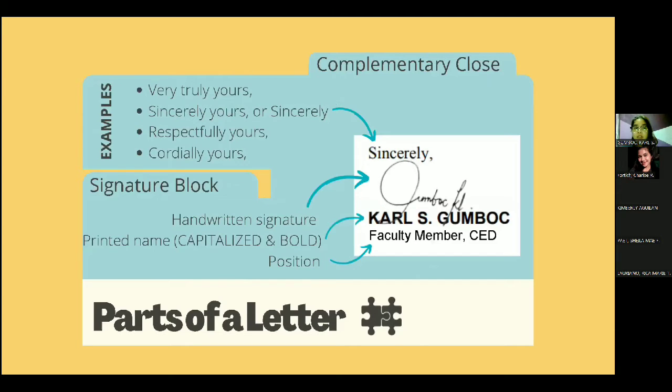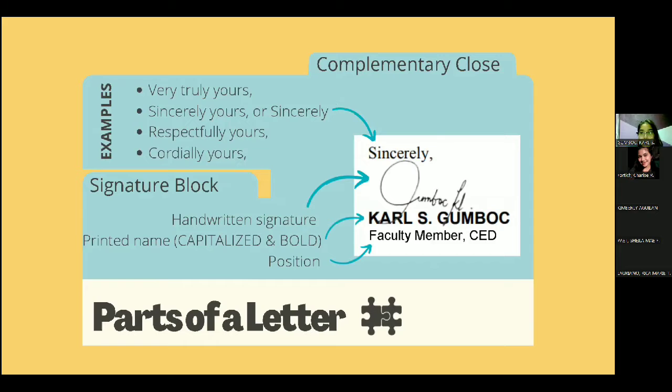Complimentary close. It is a short and polite remark that ends your letter. Only the first letter of the first word is capitalized. For example, Very truly yours, Sincerely or Sincerely yours. This is used in business dealings. Respectfully yours, used for government officials or anyone you respect. And Cordially yours. This is used if you're close to the recipient. As you can see in the example, I've used Sincerely as it is for a cover letter.